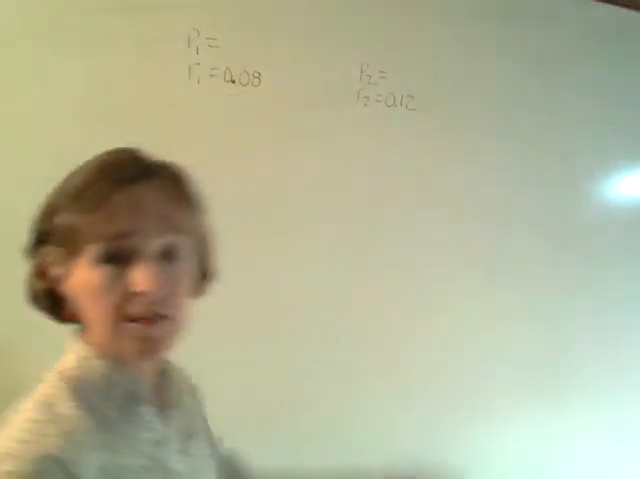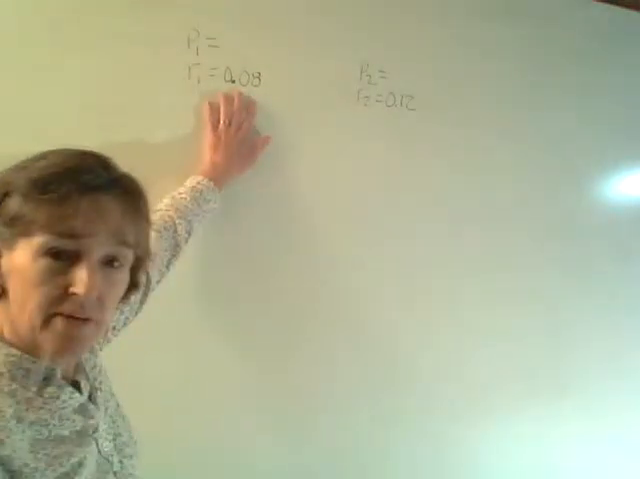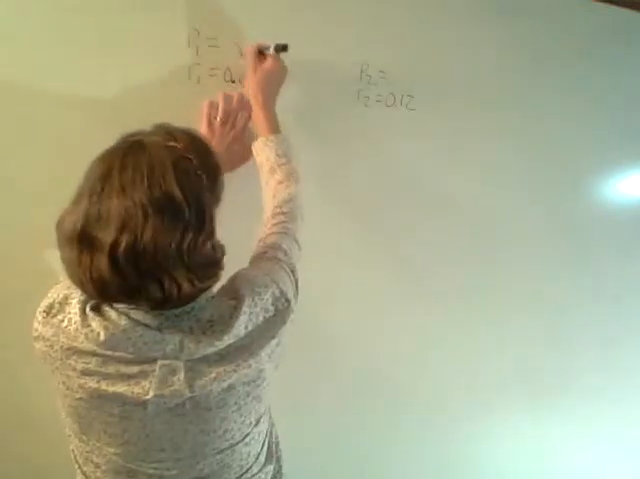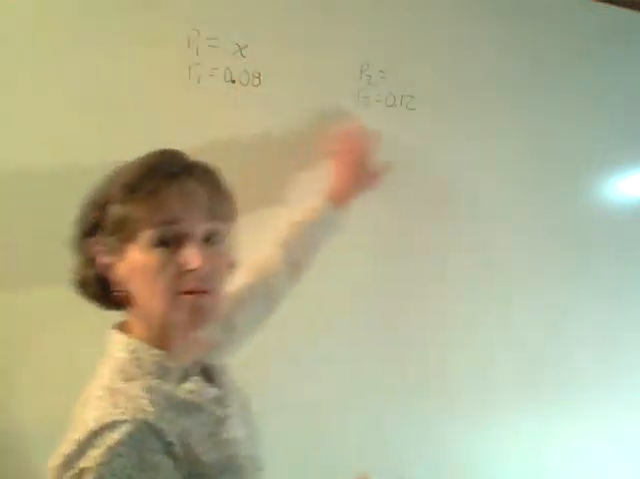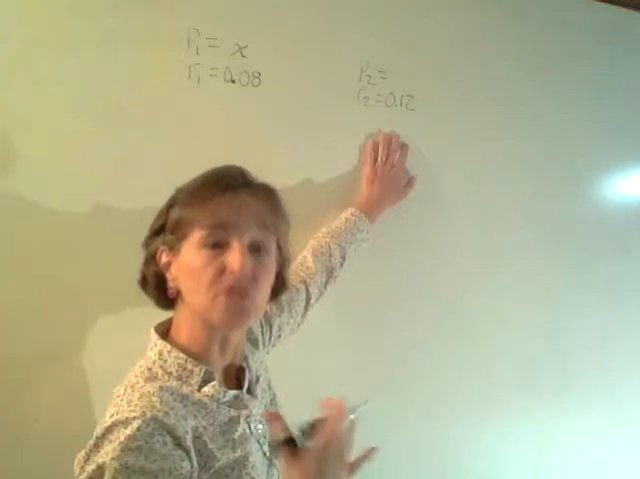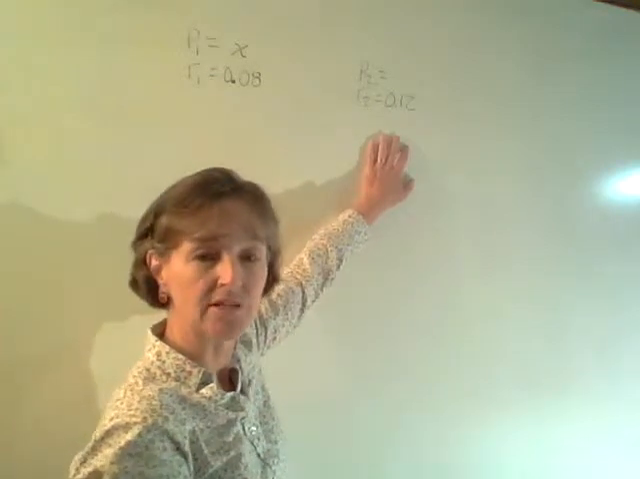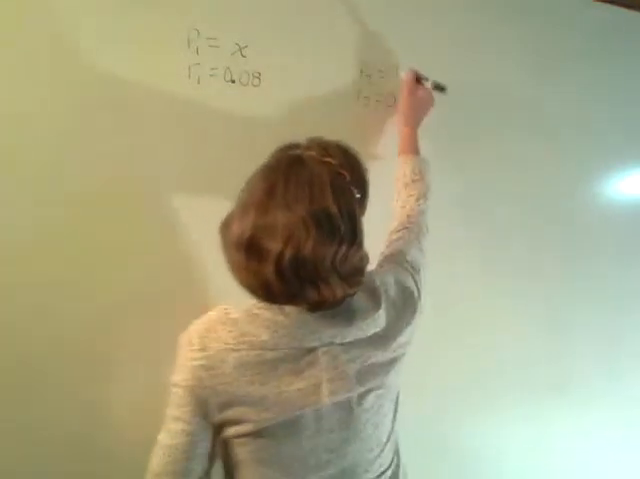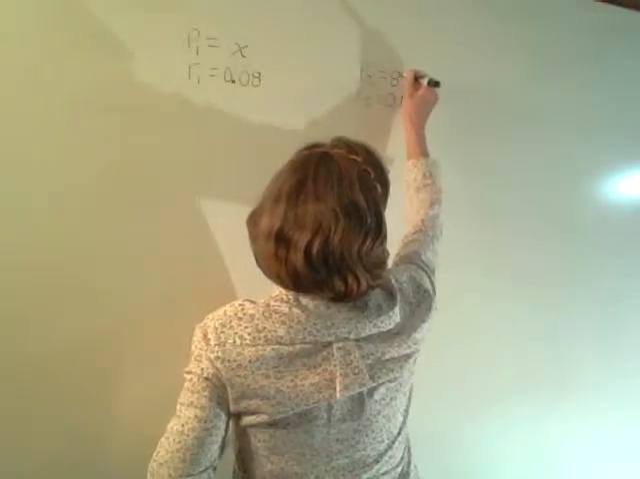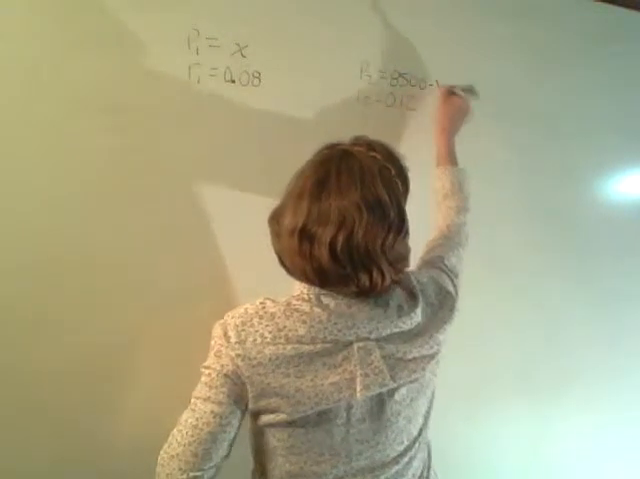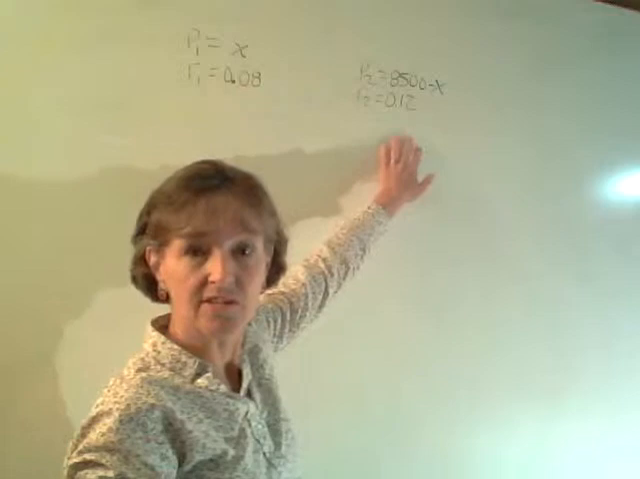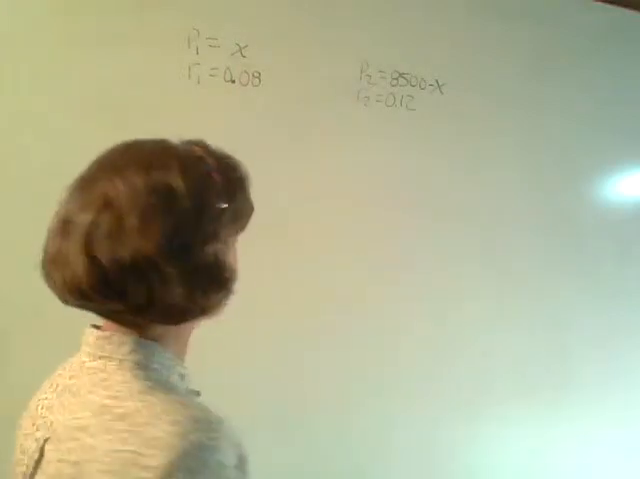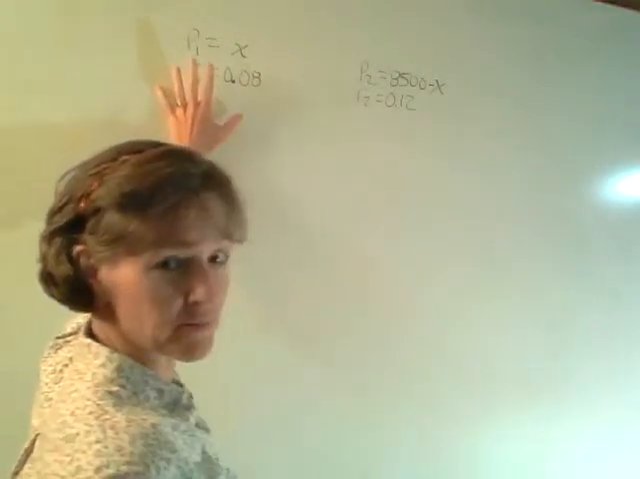Now, I don't know how much money they put into the 8% account, so I'm just going to call that X. I also don't know how much money they put into the 12%, but I know they're putting the rest of the money into the 12%. So I'm going to write 8,500 minus X. That's the rest of the money, and that's going into the 12% account. This is my problem setup.